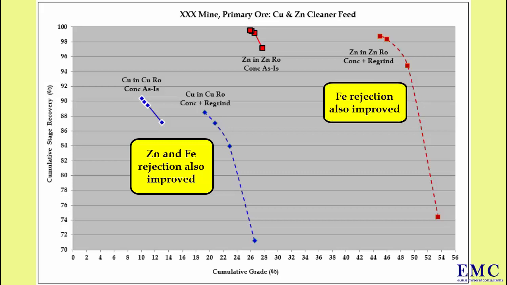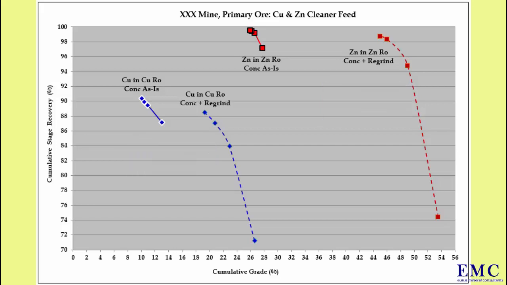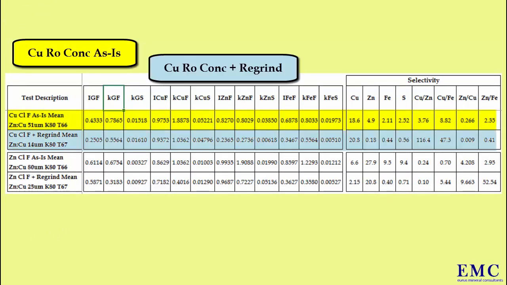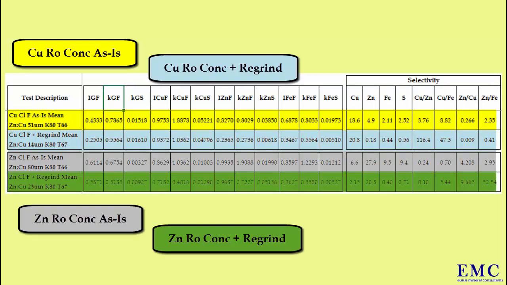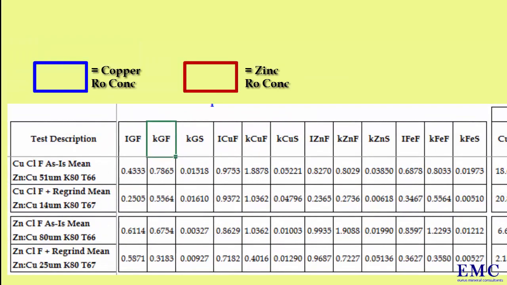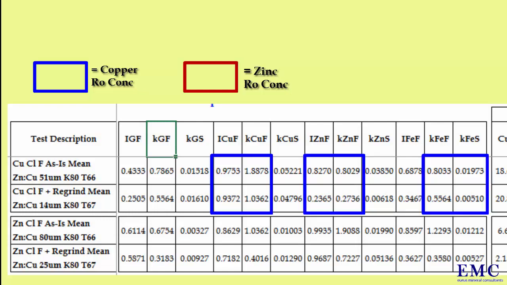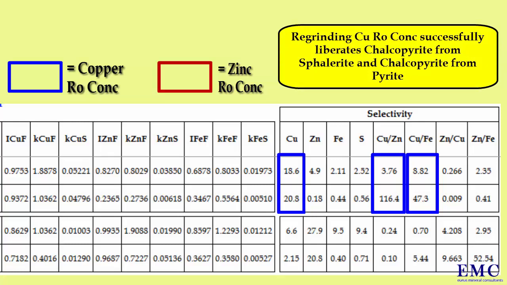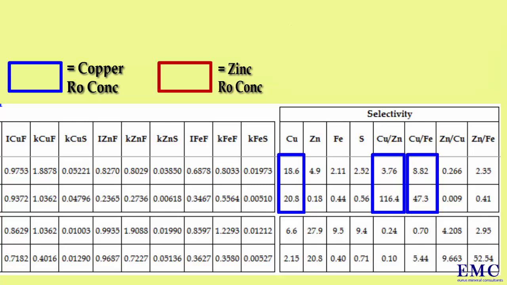The best way to see what is going on is to analyze the flotation kinetics. Here are the kinetics of copper rougher concentrate floated as is and after regrinding, and you have the same below for zinc rougher concentrate as is and after regrinding. For copper, regrinding reduces copper fast fraction and rate kinetics, and those of zinc and iron. Copper selectivity against gangue is improved slightly, but the big improvements are between copper and zinc and copper and iron. So regrinding is achieving what it should do, and that is to liberate chalcopyrite from sphalerite and pyrite.